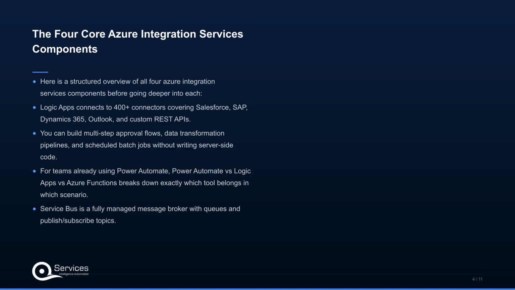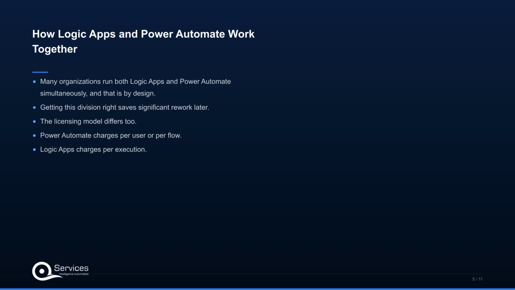For teams already using Power Automate, our Power Automate versus Logic Apps versus Azure Functions breakdown covers exactly which tool belongs in which scenario. Now, next up, how Logic Apps and Power Automate work together. Many organizations run both Logic Apps and Power Automate simultaneously, and that is by design. Power Platform governance principles apply to both. Business users build flows in Power Automate, IT teams build integration pipelines in Logic Apps, and both share connectors through the Microsoft Connector ecosystem. Getting this division right saves significant rework later.